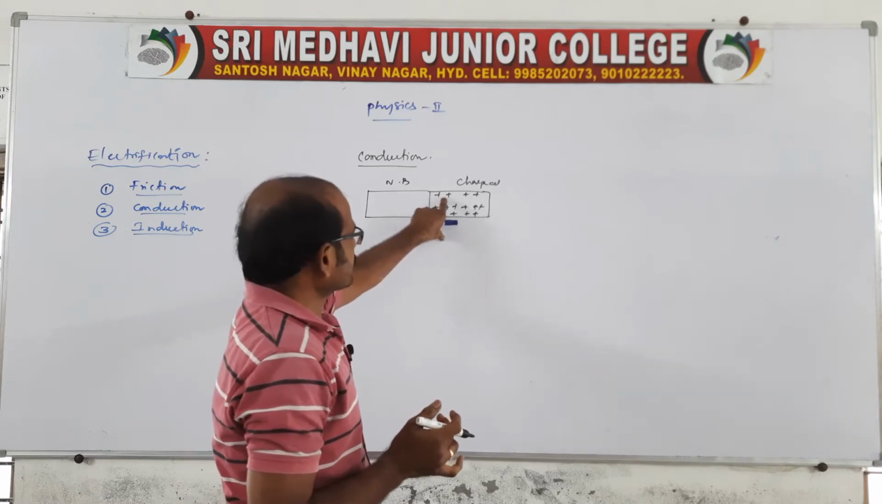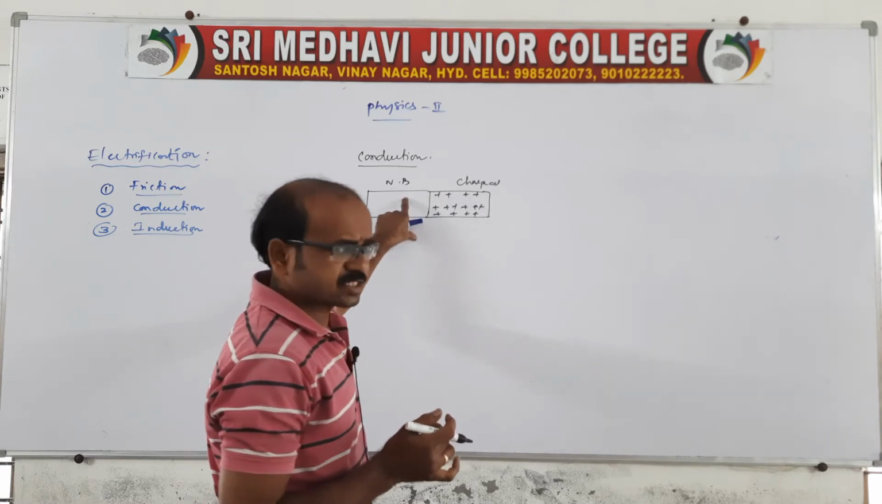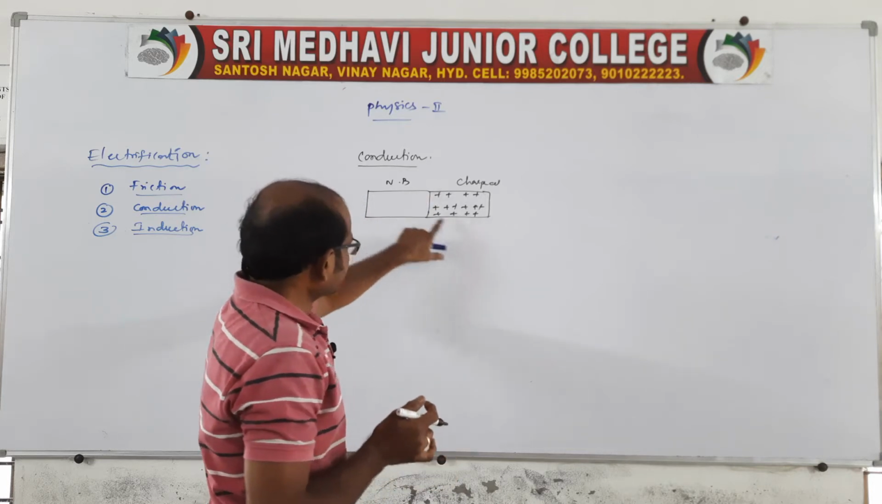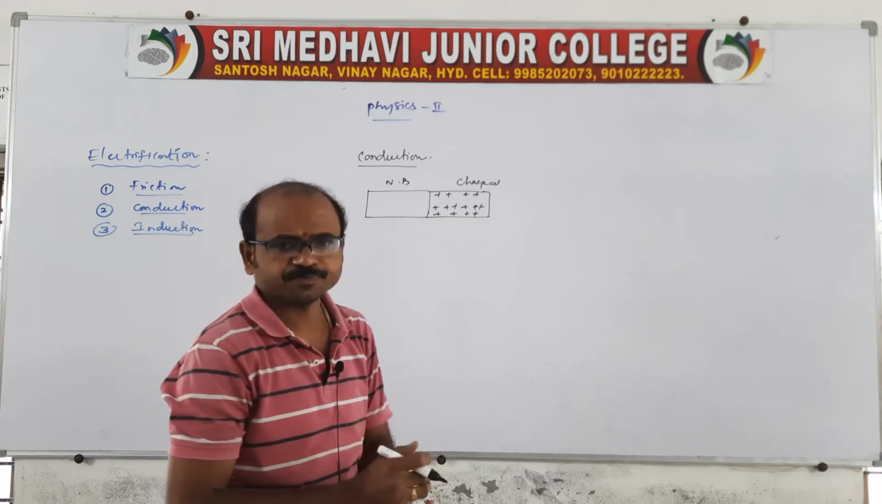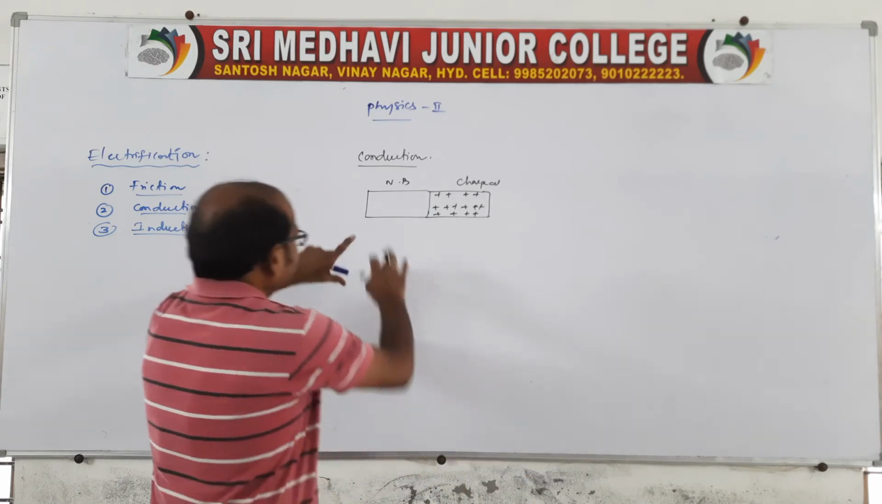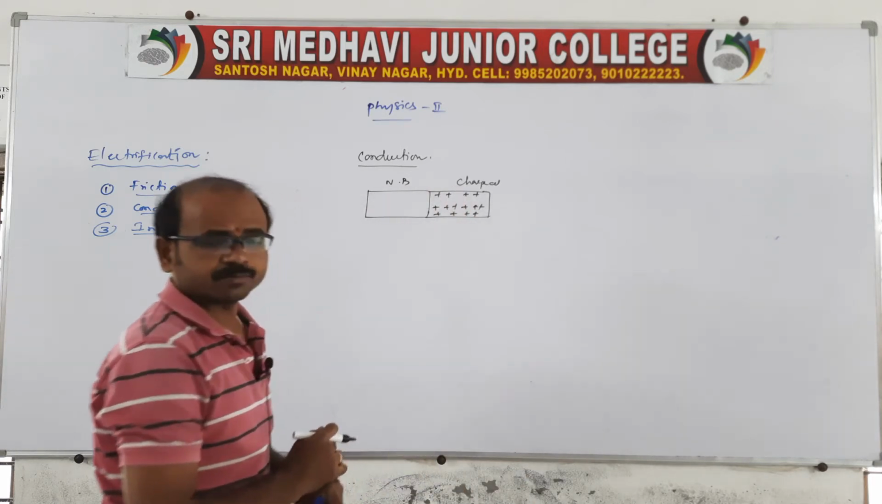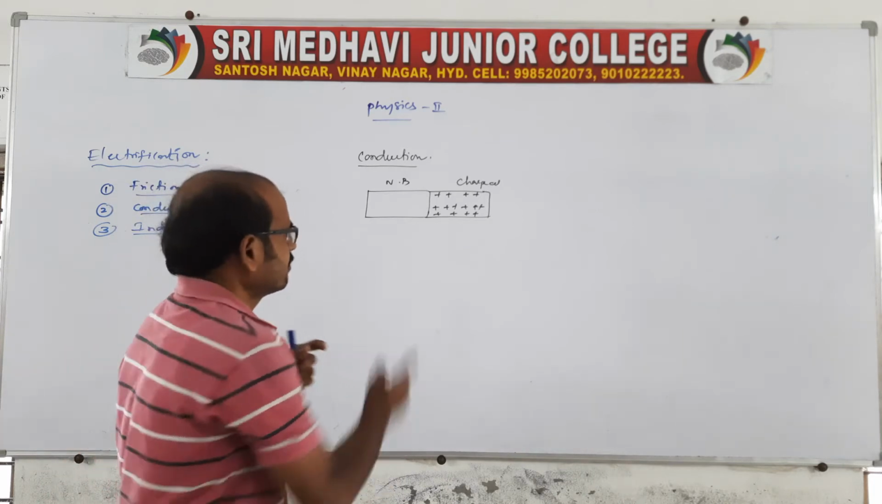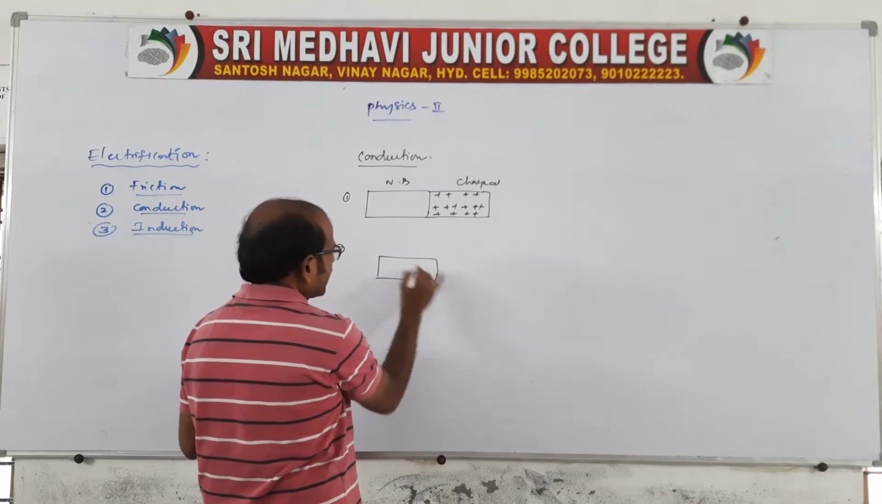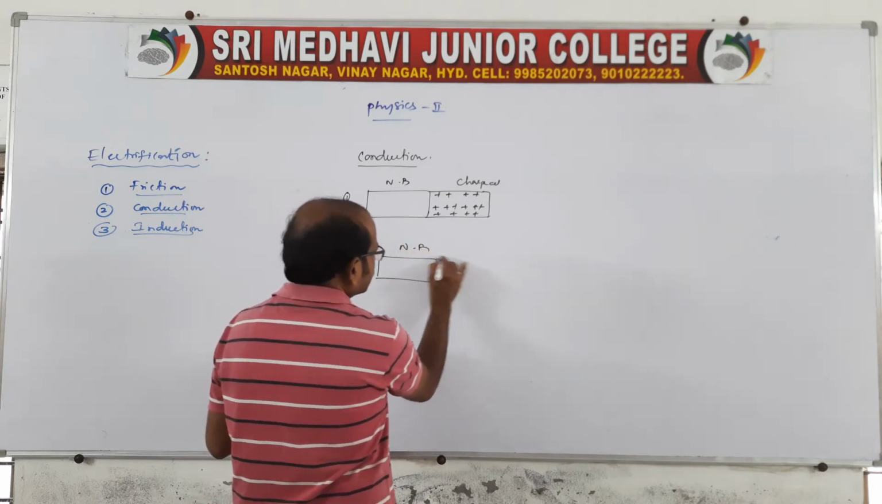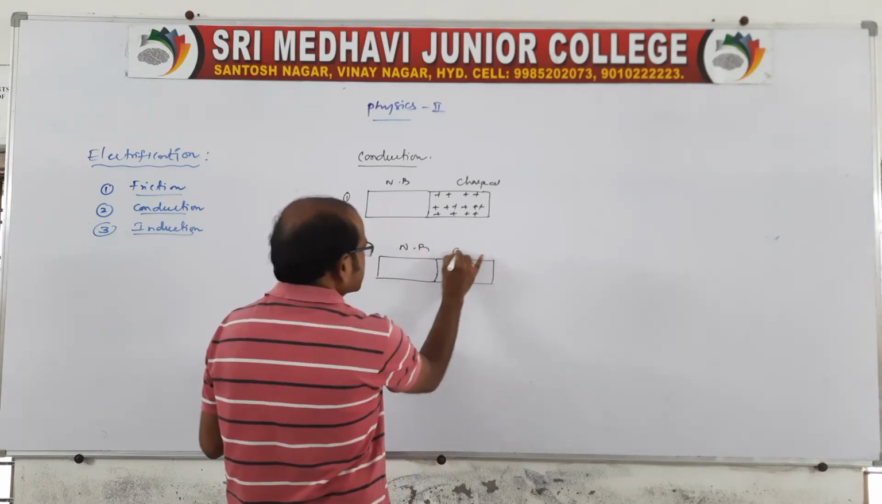Because of the positively charged body kept in contact with the uncharged or neutral body, because of the influence of a charged body, what will happen? This body becomes charged, because all the negatives in that neutral body will come towards the positively charged body. Again you take an uncharged, neutral body, and again you keep it in contact with the charged body.